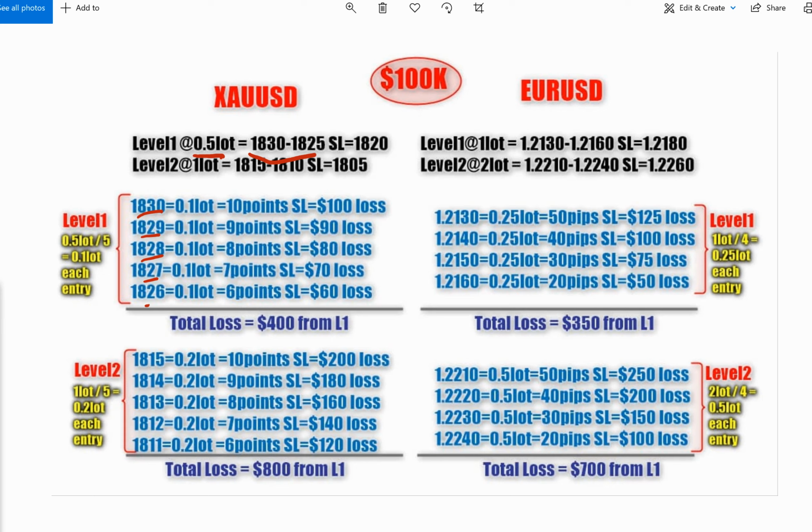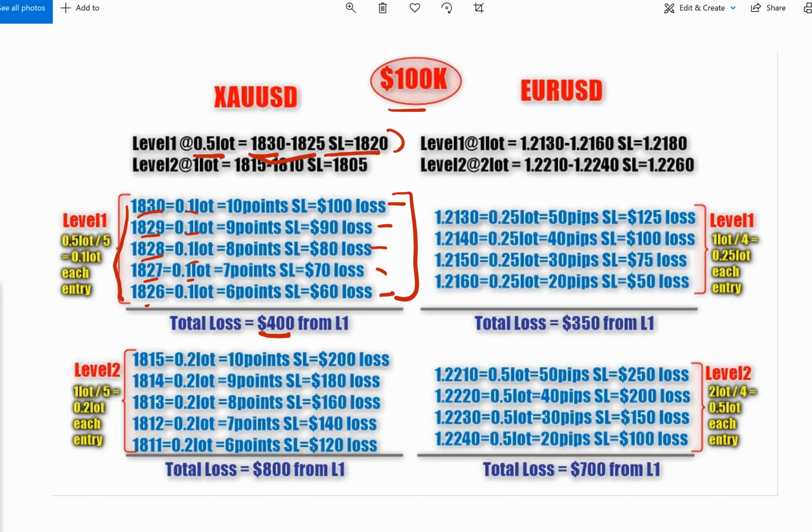So each trade is going to be traded with 0.1 lot size on capital of $10,000. And for all of these entries, all these 5 entries, the SL is going to be set at 1820. Now if SL hits for the entire level 1, that is for 1830, 1829, 1828, meaning if we started taking the entry from 1830 and gold reached 1820, then SL for all these entries is going to be hit. So the total loss that will be borne by the client will be $400.